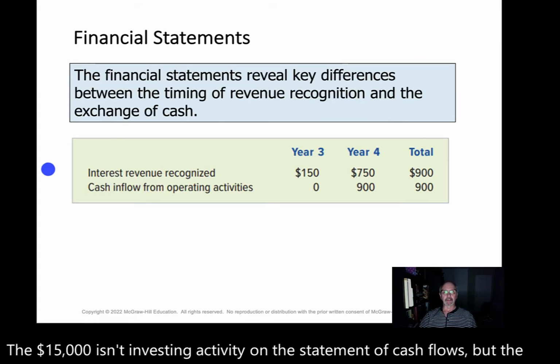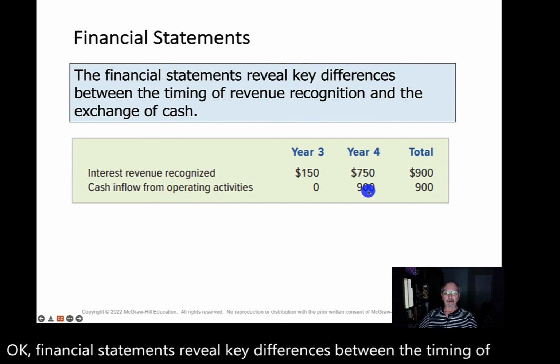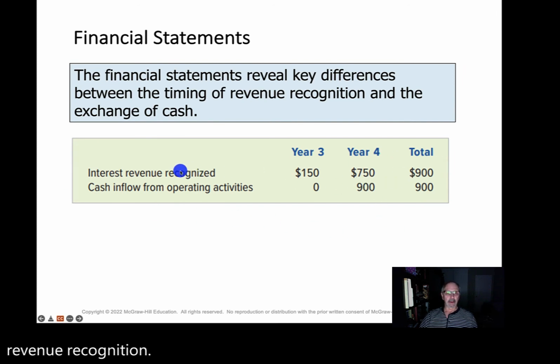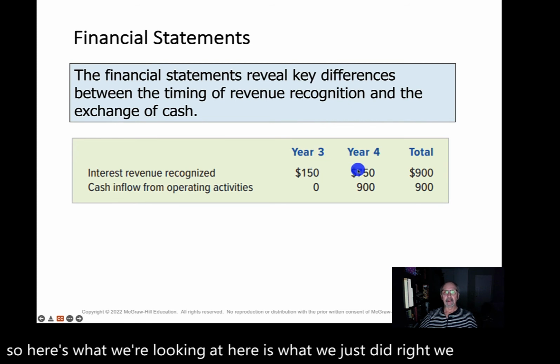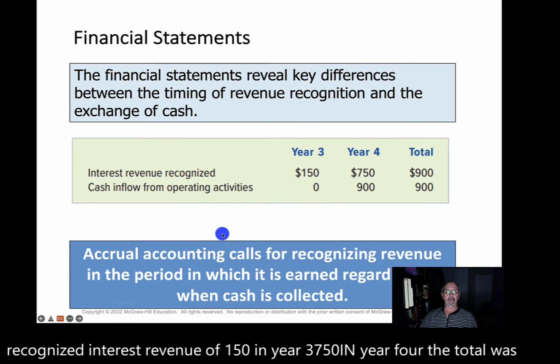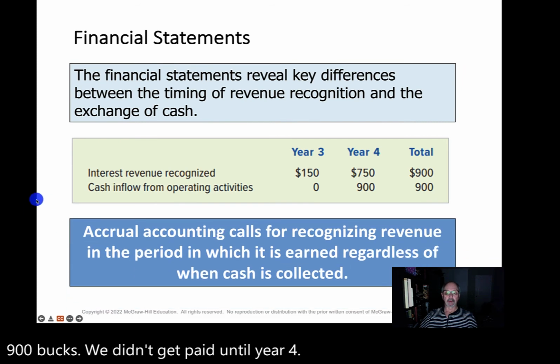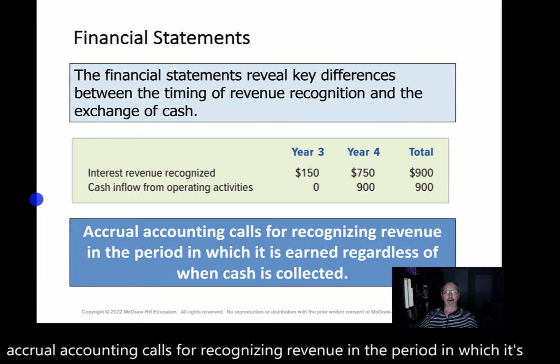Okay, financial statements reveal key differences between the timing of revenue recognition. So here's what we're looking at. Here's what we just did, right? We recognized interest revenue of 150 in year 3, 750 in year 4. The total was 900 bucks. We didn't get paid until year 4. Accrual accounting calls for recognizing revenue in the period in which it's earned. That goes back to recognition before realization.